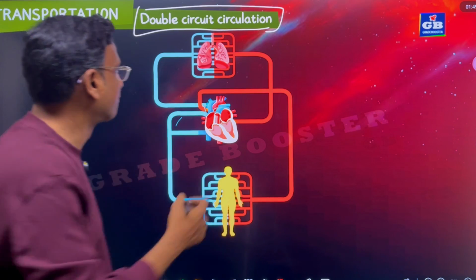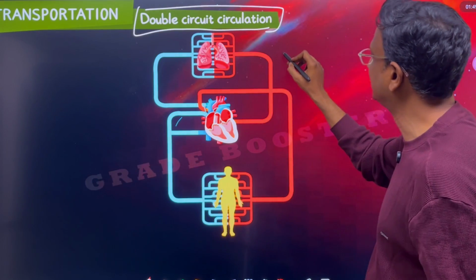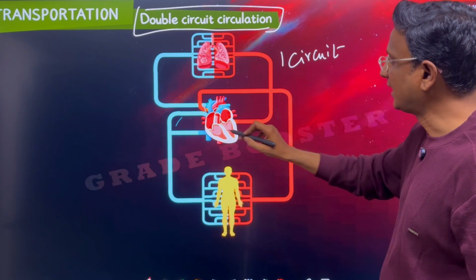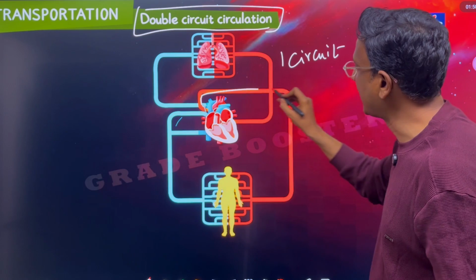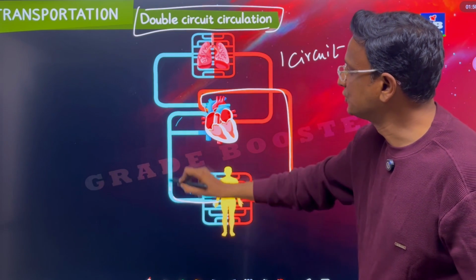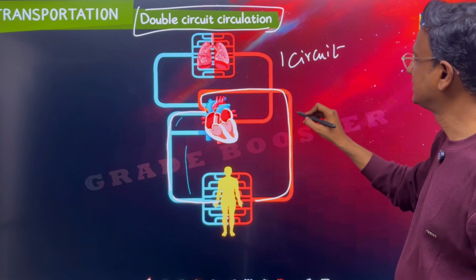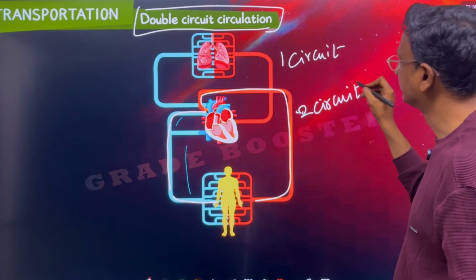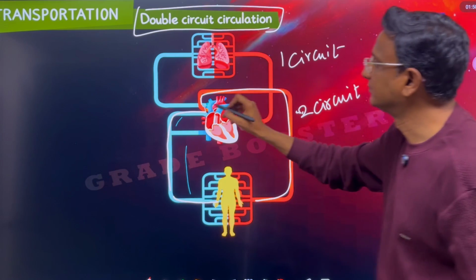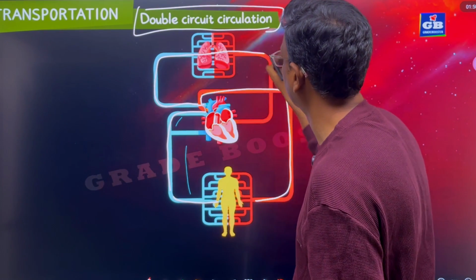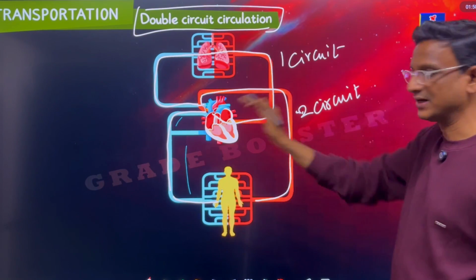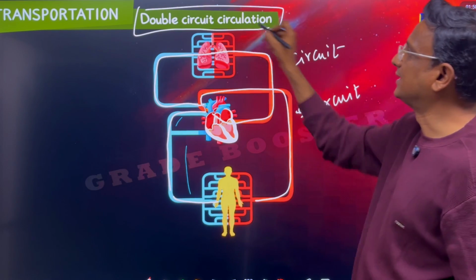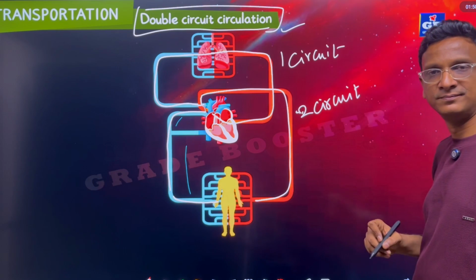Here you can see between the heart and lungs there is one circuit, and between the heart and body parts there is one more circuit, the second circuit. This is one circuit, and this is one circuit. There are two circuits, so that is why it is called double circuit circulation.